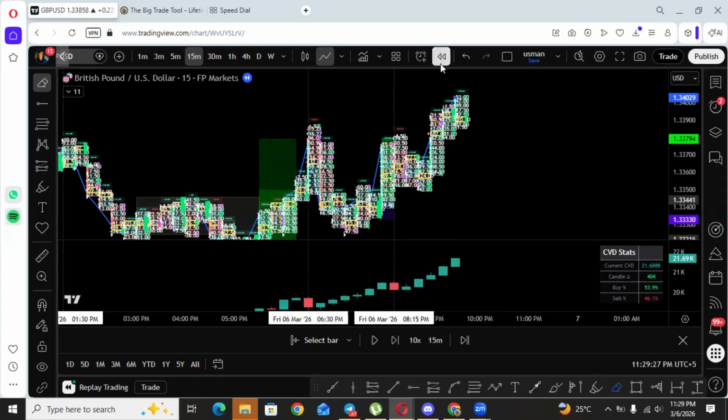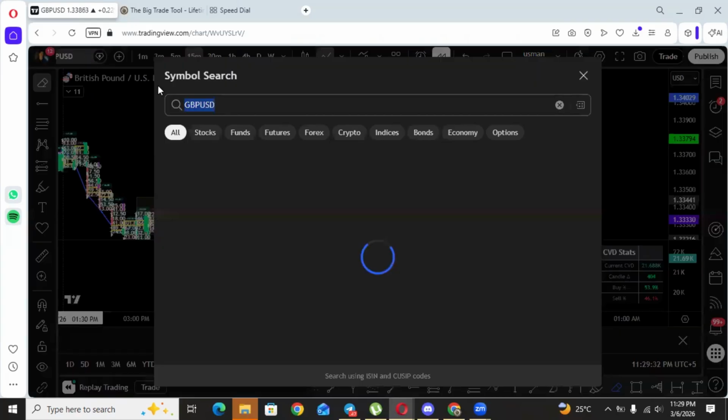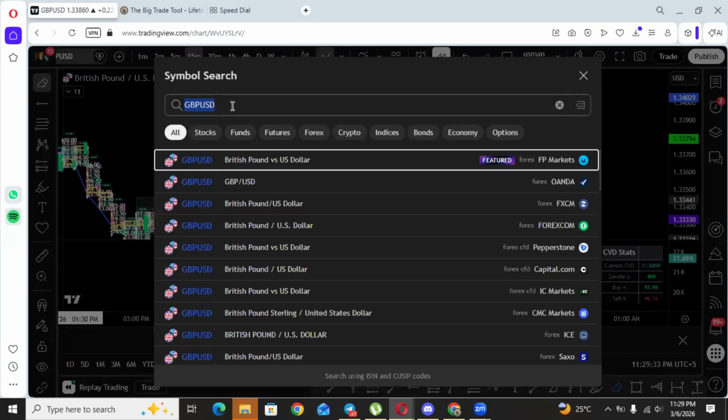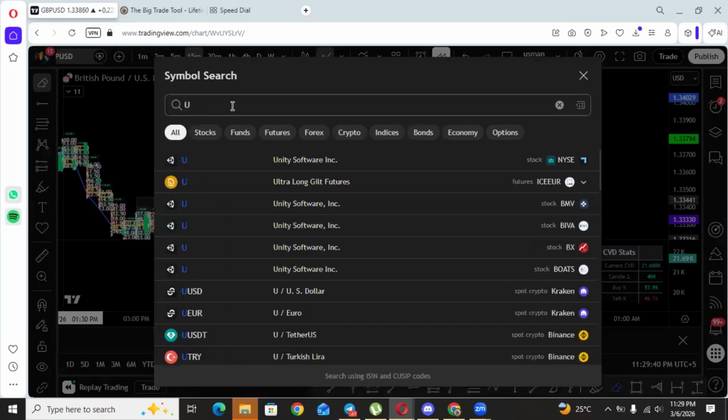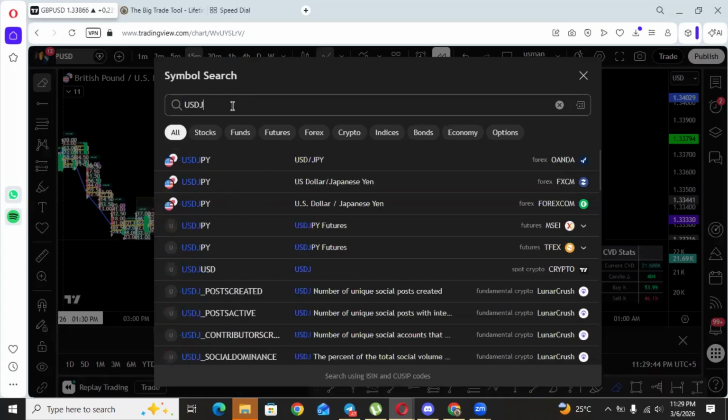One quick question. Can you show the dollar yen, how it would look like? What was dollar yen? What is the code for that? USD JPY. USD JPY, yes, correct.